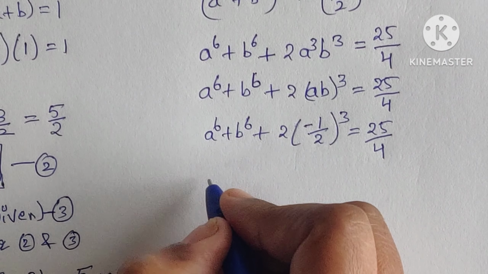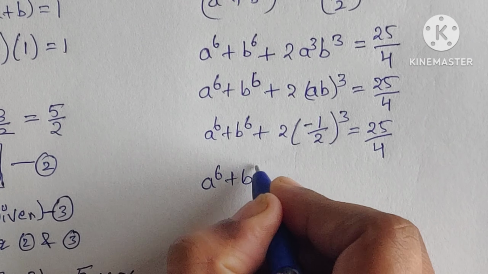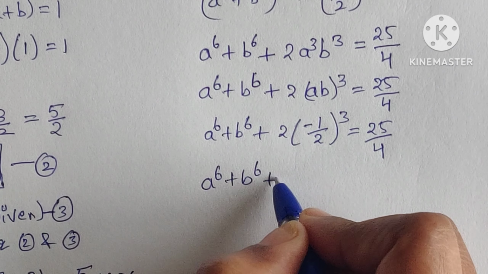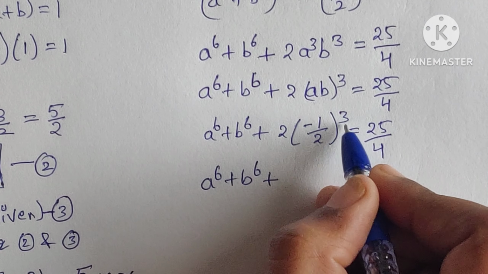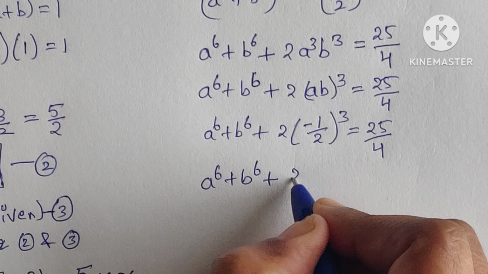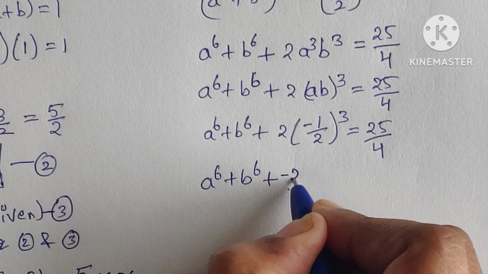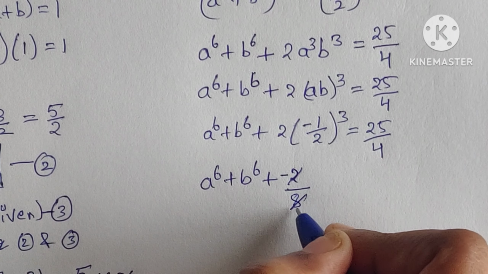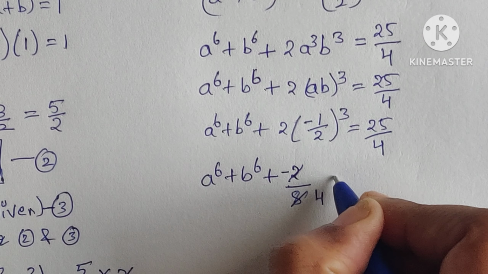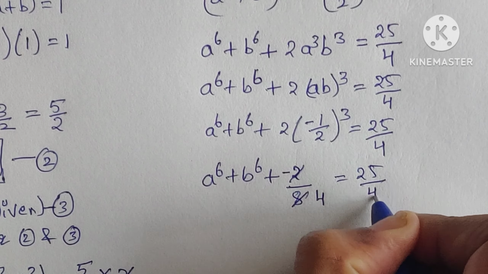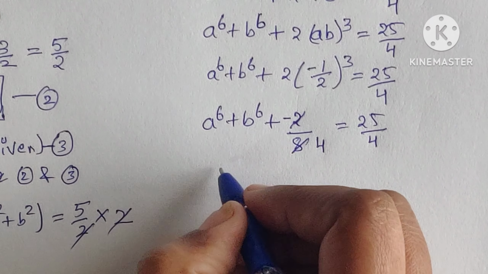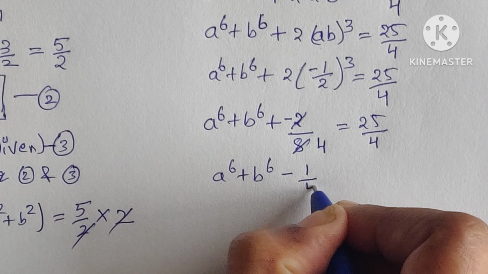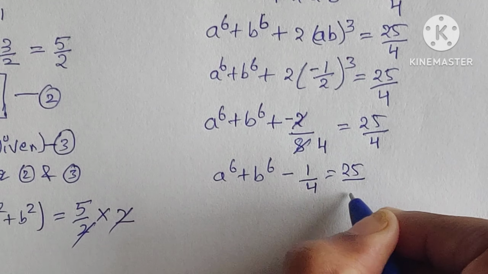So now a power 6 plus b power 6 plus, so 2. So this is minus value. So 2 power cube is 2 minus 2. So 2 power cube is 8. So 8 times 4, 2 times 4 equal 25 divided by 4. So a power 6 plus b power 6 minus 1 by 4 equal 25 by 4.